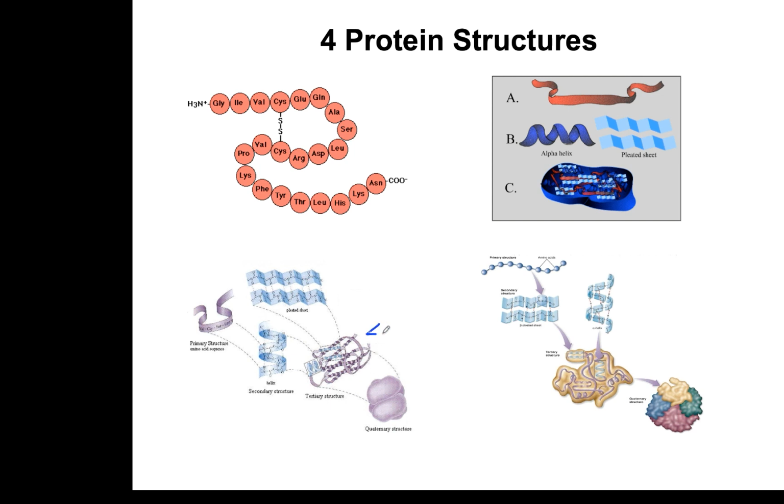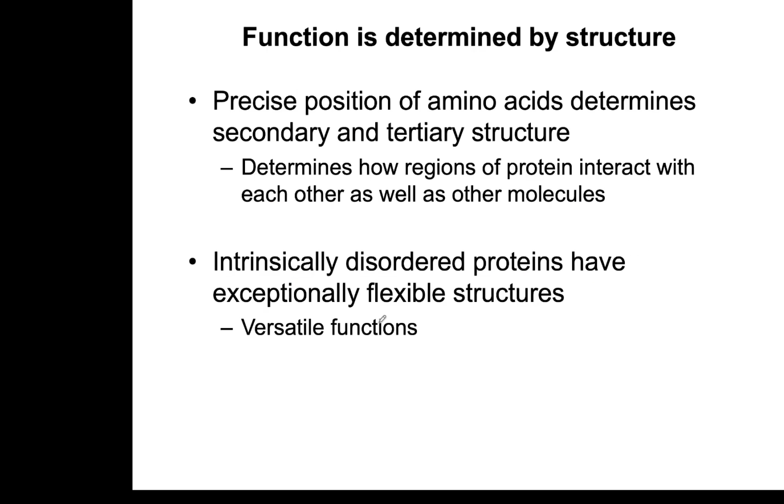And this tertiary structure is very important in terms of protein function as an enzyme. Function is determined by structure. The precise position of amino acids determines secondary and tertiary structure. It determines how regions of a protein interact with each other as well as with other molecules. So how certain regions of a protein interact with each other determines the tertiary structure.